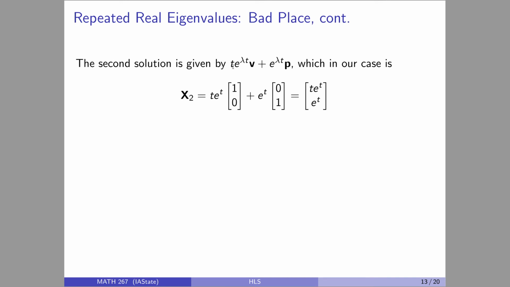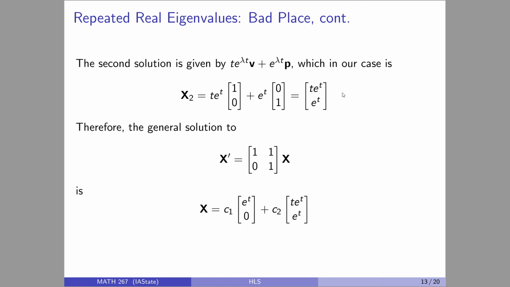where you do the thing we normally do, which is multiply by t. And now we take e to the t and multiply it by p, which in this case is 0, 1, and that gives me my second solution, and there we go, we have now created the general solution.